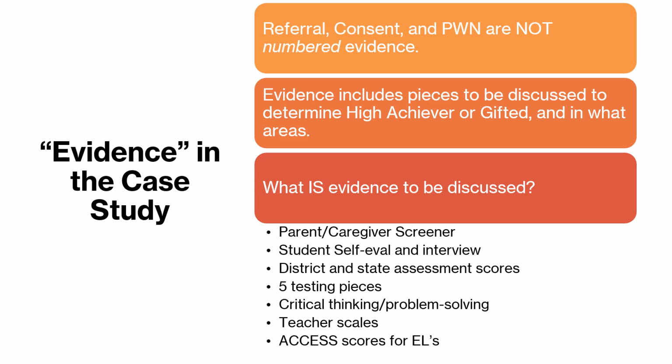What evidence is examined in the gifted case study? The referral form, the consent for evaluation, and the prior written notice must be accumulated, but are not considered numbered evidence that the GAT team will consider as part of their discussions. The campus team will only receive a referral if it is already showing evidence of giftedness, thus it is not on the numbered list. The referral, however, will still provide valuable information as to which areas of giftedness a student may possess, should the student be deemed eligible for gifted services.